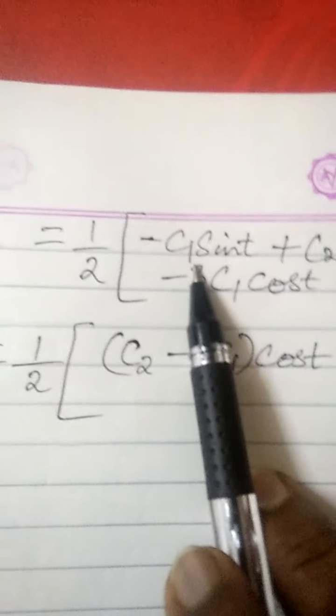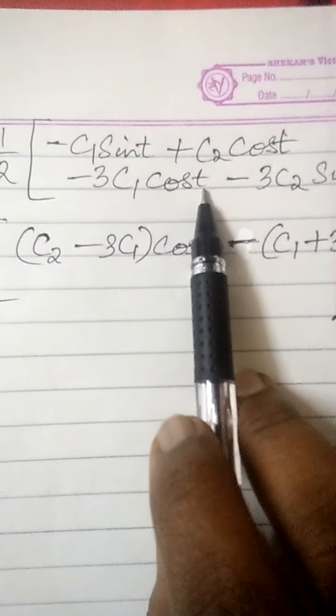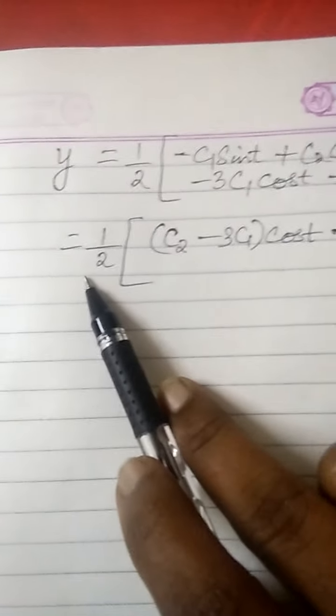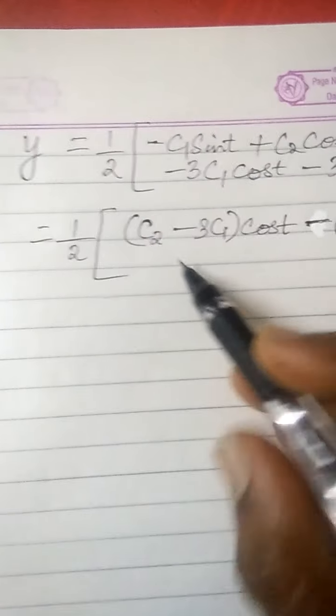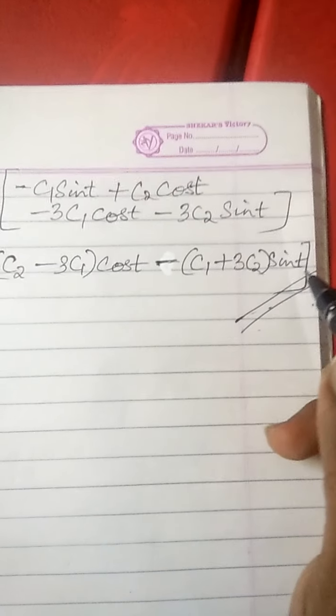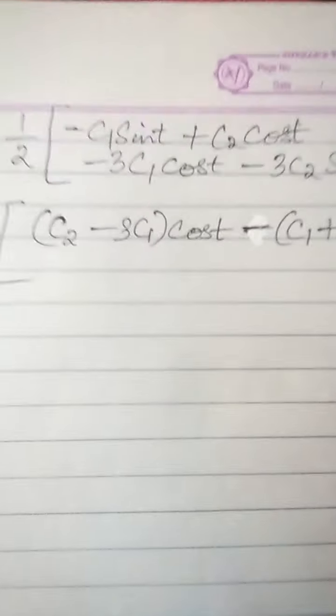That gives us y equal to half into [minus c1 sin t plus c2 cos t, the differential of c1 cos t plus c2 sin t, minus 3c1 cos t minus 3c2 sin t]. Hence, the solution is y is equal to half [(c2 minus 3c1) cos t minus (c1 plus 3c2) sin t]. Thus, by using simultaneous linear differential equations, we can find the values of x and y as a function of t. Thank you.